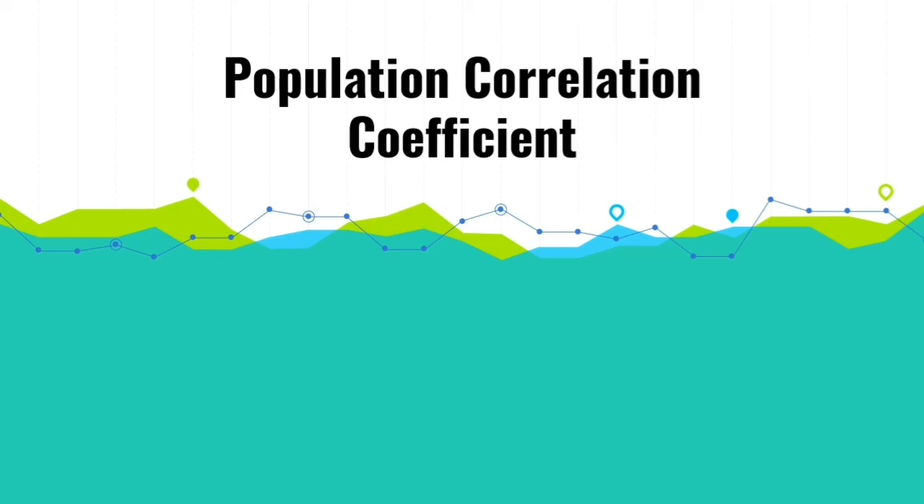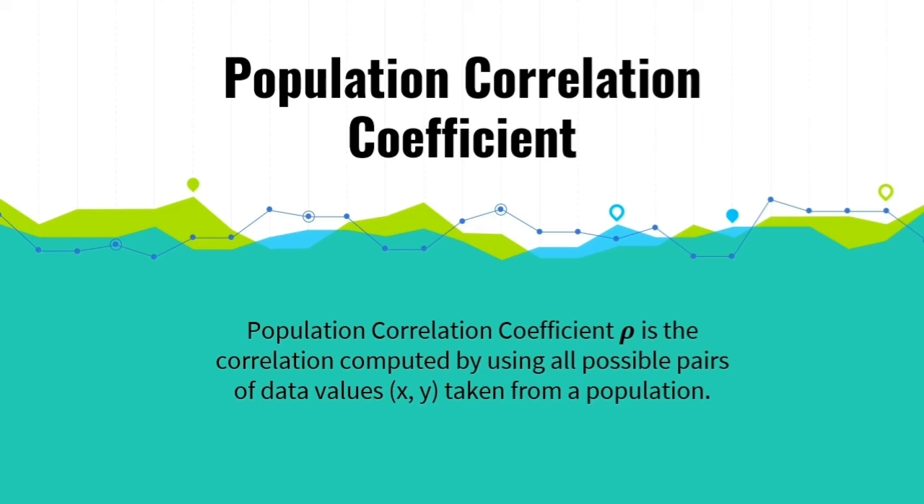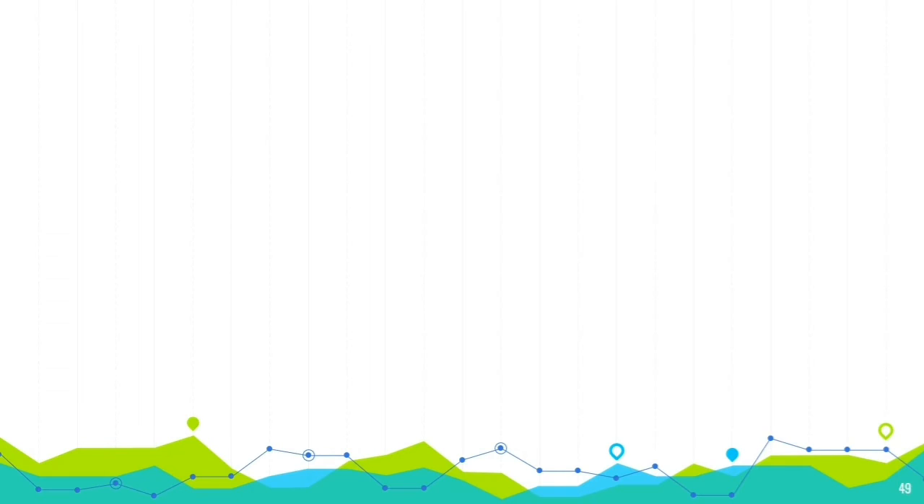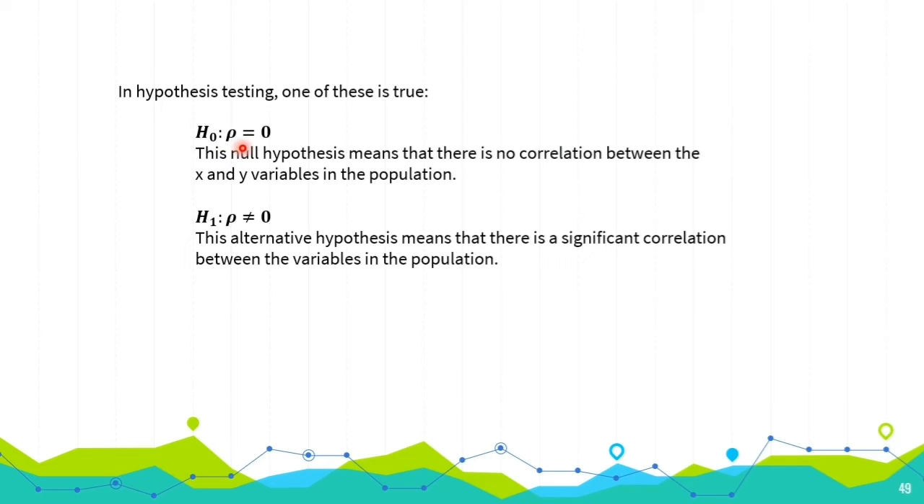Population correlation coefficient. The population correlation coefficient rho is the correlation computed by using all possible pairs of data values x, y taken from a population. In hypothesis testing, one of these is true. Null hypothesis: rho is equal to 0. This null hypothesis means that there is no correlation between the x and y variables in the population. Alternative hypothesis: rho is not equal to 0. This alternative hypothesis means that there is a significant correlation between the variables in the population.